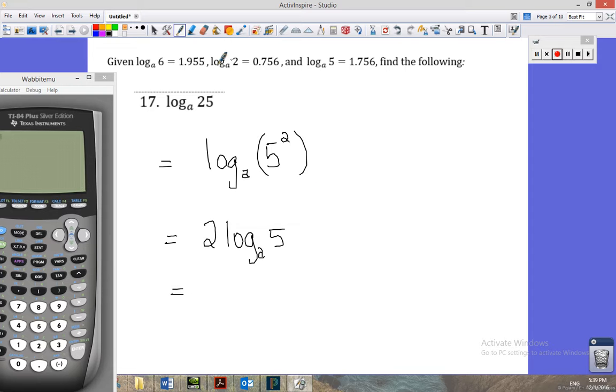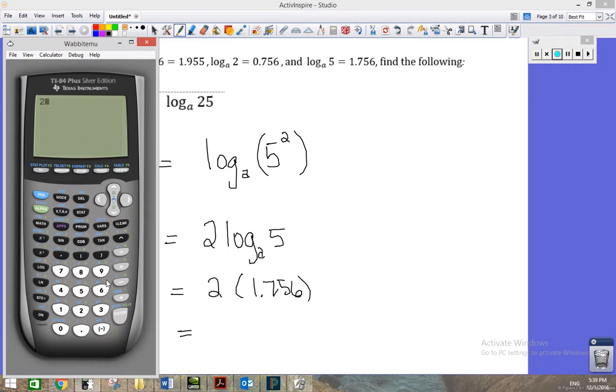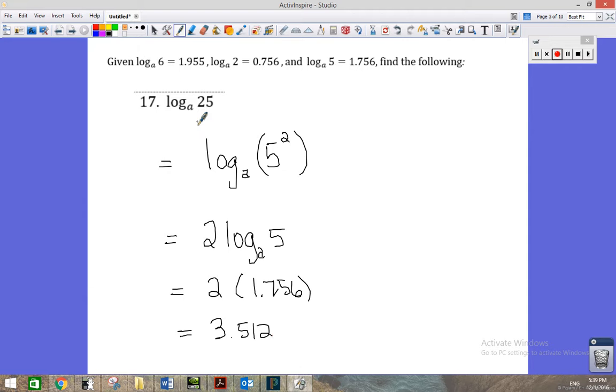They have told me that this log base a of 5 is 1.756. And again, I don't necessarily need the calculator, but to not make a silly mistake for you and to not embarrass myself, hey, I get 3.512 as log base a of 25. Because see, without this given information, I don't know what the base is. All I know about this base is it's positive and not equal to 1.